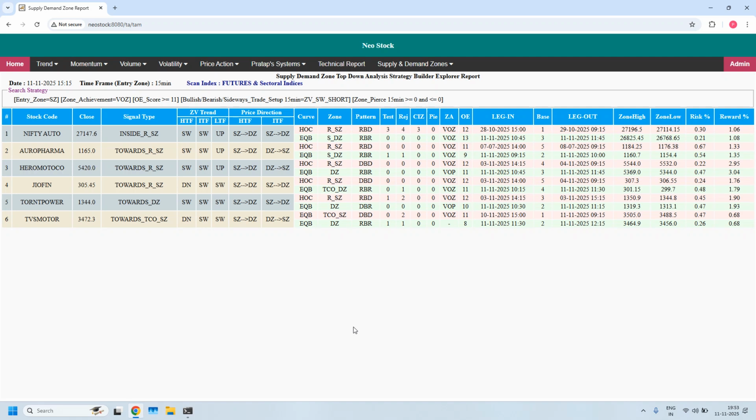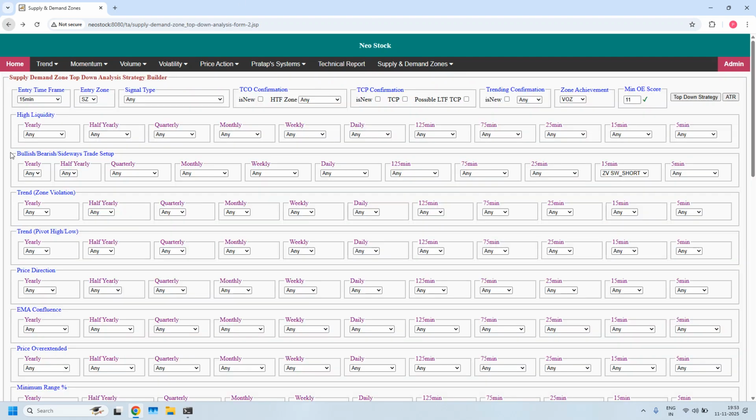Okay, next bullish trade setup for weekly income trade. Entry time frame is 15 minutes demand zone. Here, for bullish, minimum odd enhanced score should be 12. Let's filter.